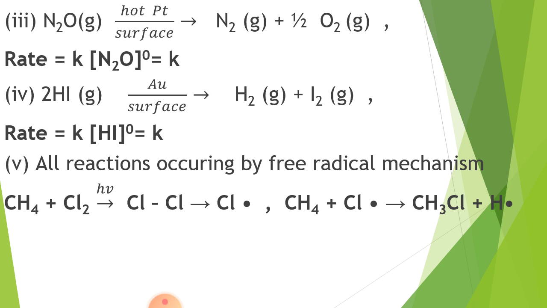One more example: all reactions occurring by the free radical mechanism are also examples of zero order reactions. Here dots are formed by homolytic fission, and these dots are known as free radicals. So these are the examples of zero order reactions. You have to learn these examples. Maybe one example will be given in the board examination and they will ask which type of order is shown by these reactions.